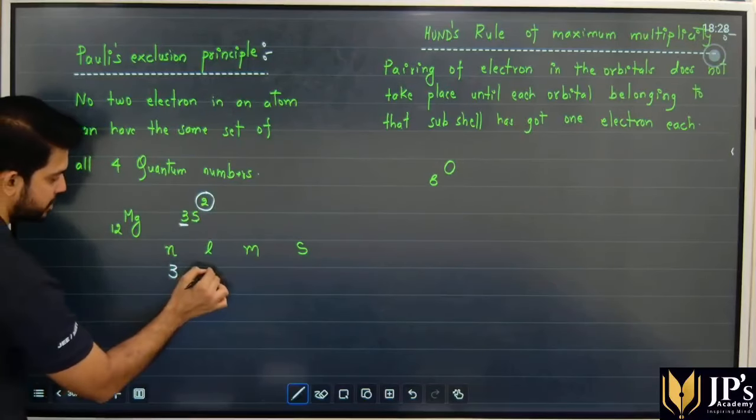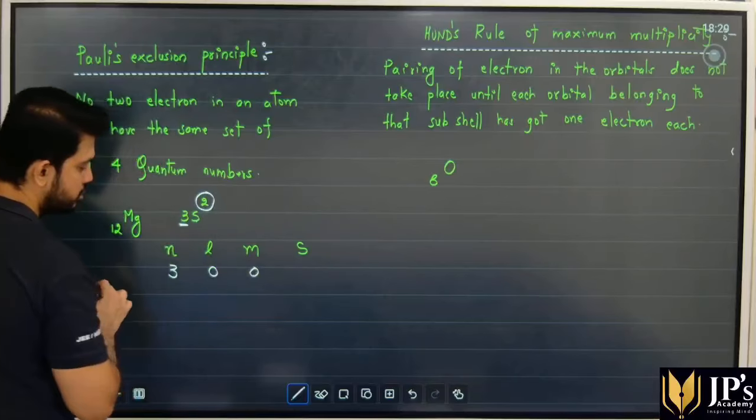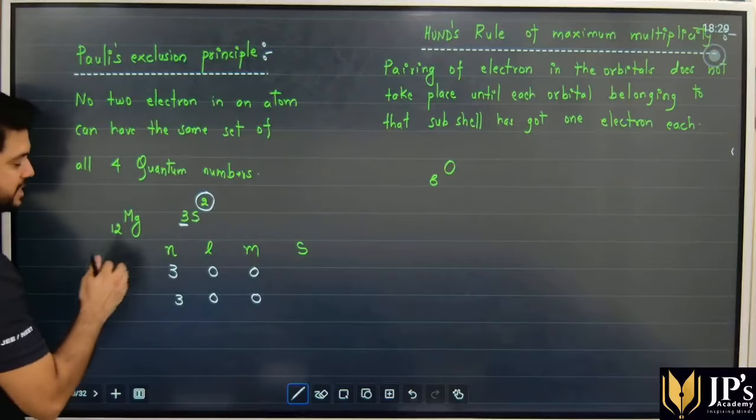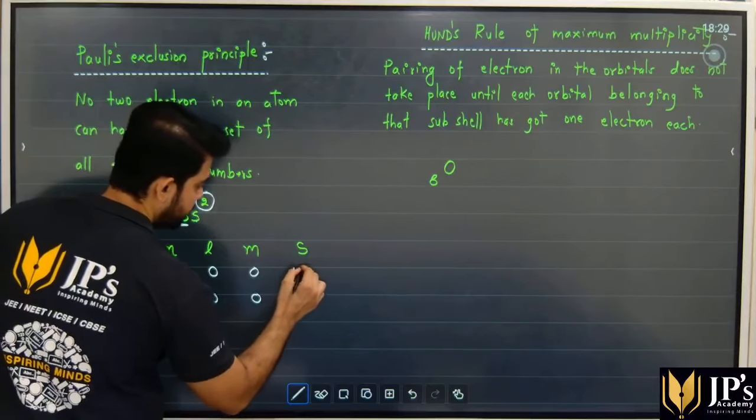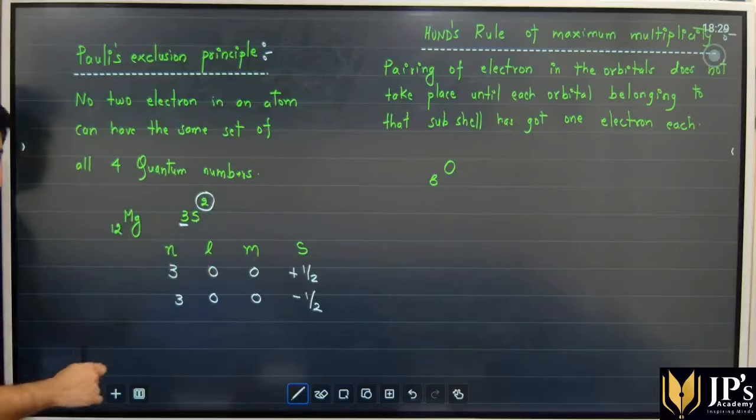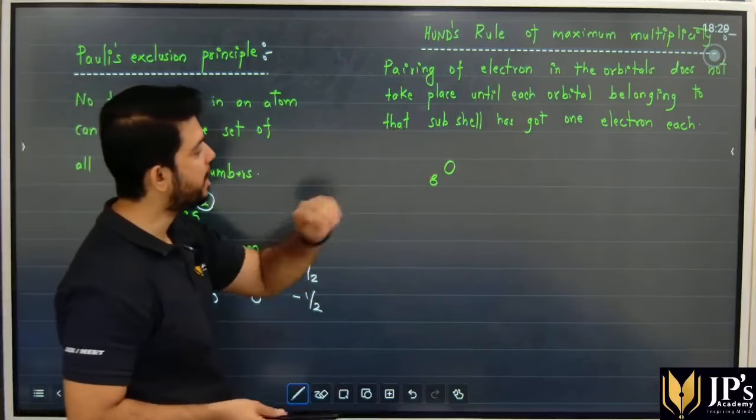Since it is an s subshell, the azimuthal quantum number is 0. The magnetic quantum number is also 0. So the first three quantum numbers for both the electrons will remain the same. However, the spin quantum number will differ, and hence they will not have the same set of all four quantum numbers. Similarly, we have Hund's rule.